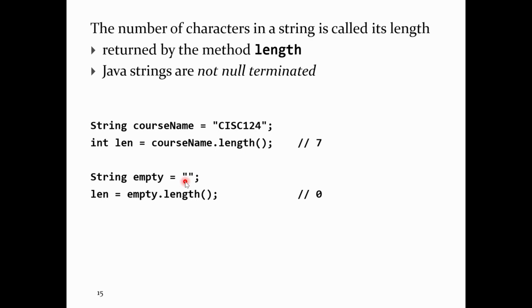There is an empty string in Java. So double quotes with no space in between is the empty string literal, and the empty string has length 0. If you're writing a method that operates on the characters of a string, you have to account for the fact that there are empty strings in Java.